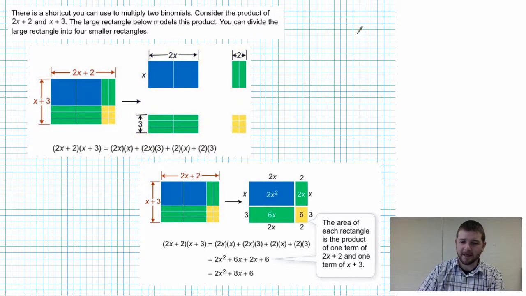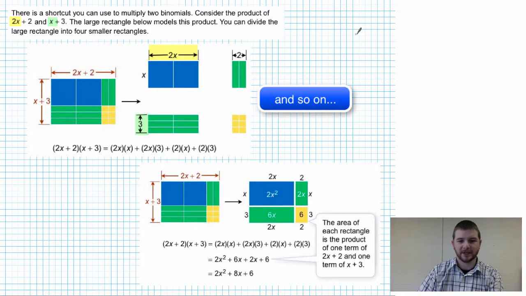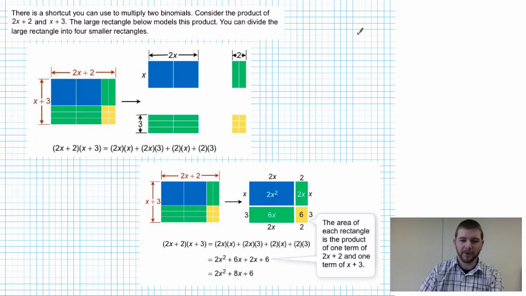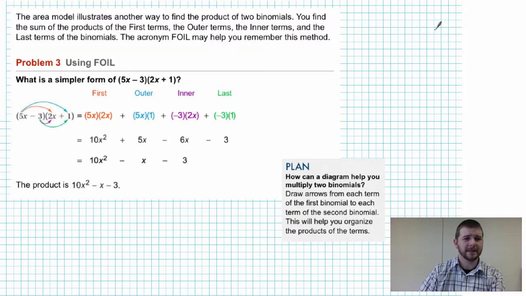The area of each rectangle is the product of one term of 2x plus 2 and one term of x plus 3. So what we have here is a very visual representation of multiplying, or distributing, both terms from the first binomial to both terms from the second binomial. And that leads us on to problem number 3, using FOIL.